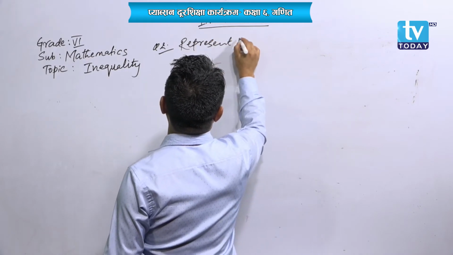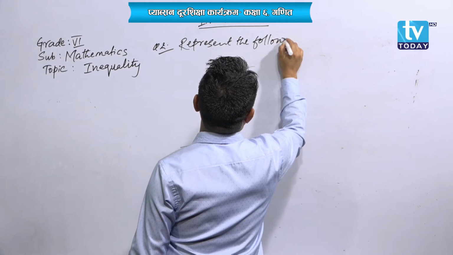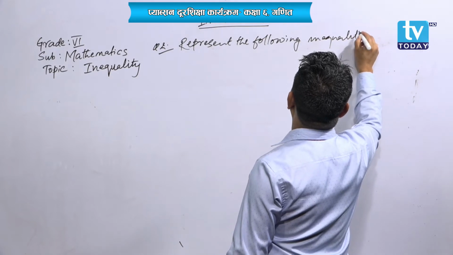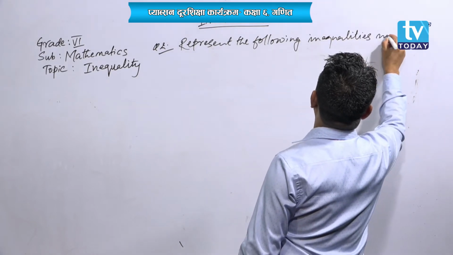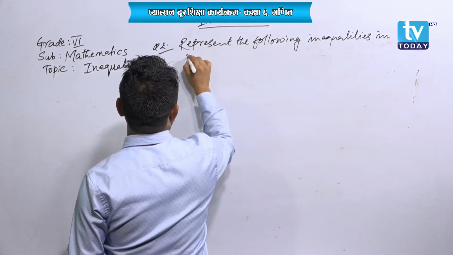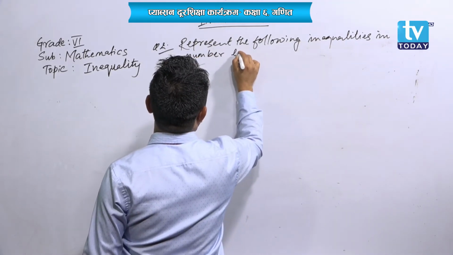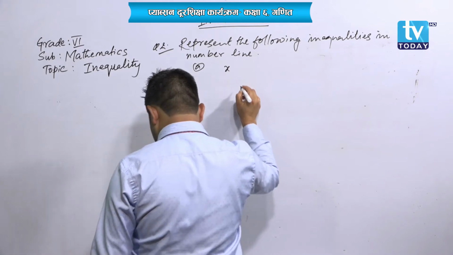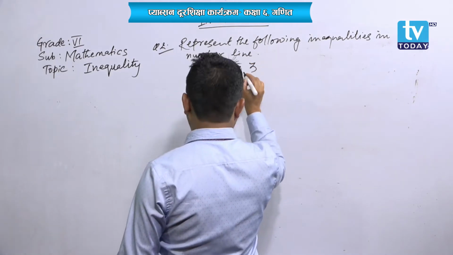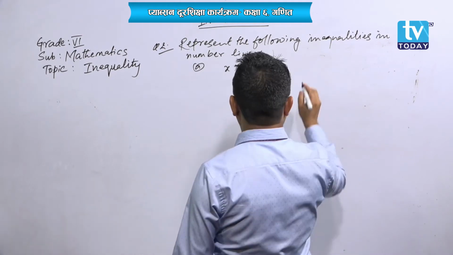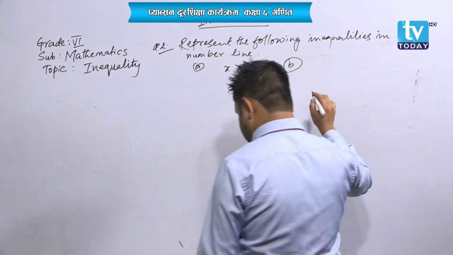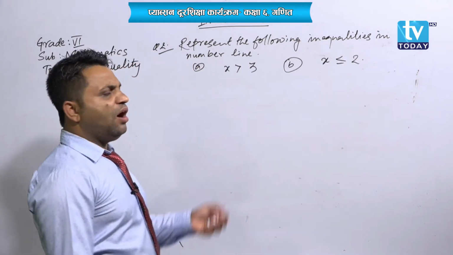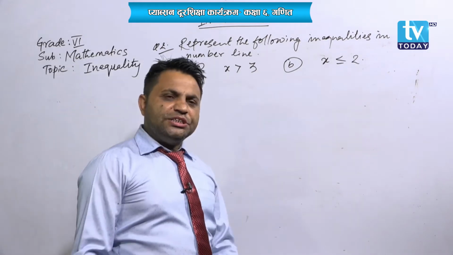Now question number 2. Represent the following inequalities in number line. Number A, x is greater than 3, and number B, x is less than or equal to 2. Okay. Now how to represent this inequality in number line?